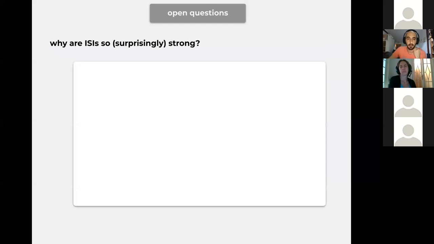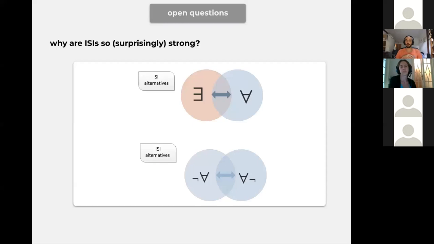Okay, so to conclude, why are indirect scalar implicatures so strong, so surprisingly strong? We don't really know, but one conjecture comes from this observation. If you look at the alternatives that you need to derive "some but not all", you utter "some" and you need to activate "all". But if you have a sentence that includes negation taking scope over "all", like "not all", then your alternative can be immediately achieved by switching the order at the logical level between the negation operator and the universal quantifier. So basically you do not need to add another operator to the play. You just have to swap the order of the two operators.